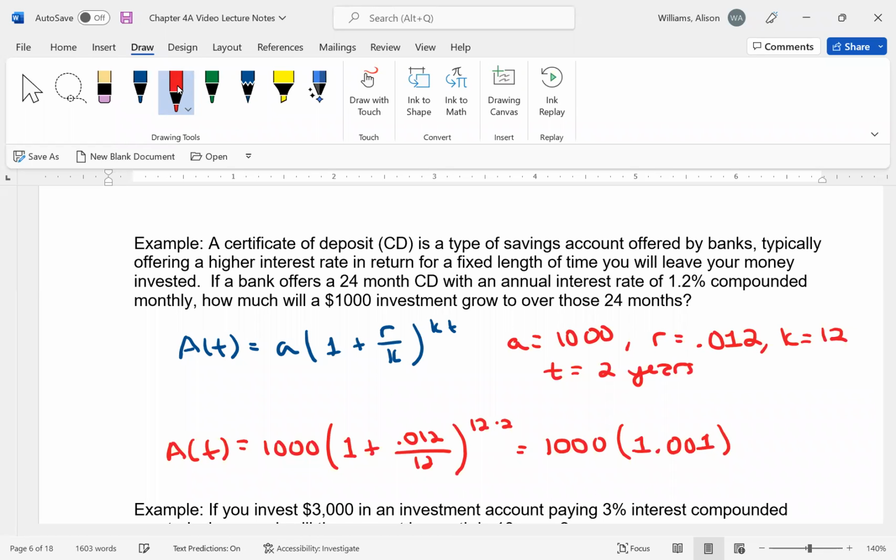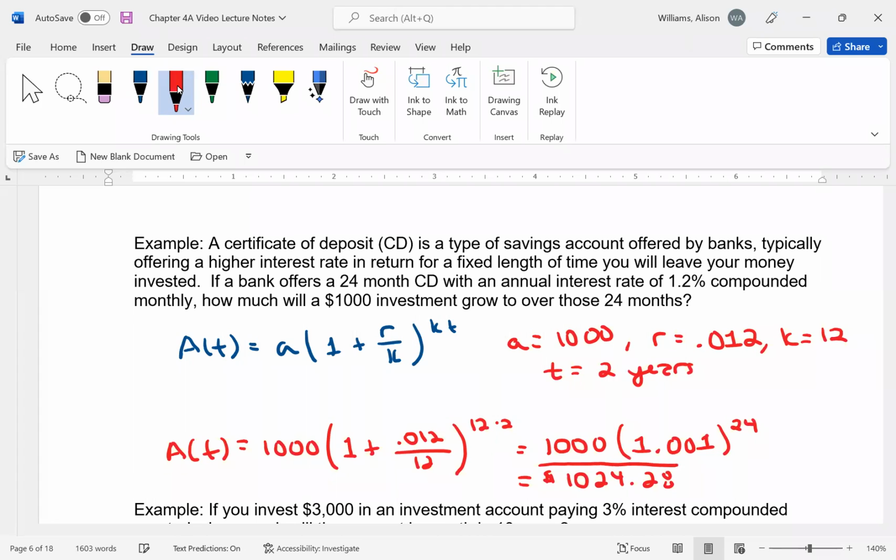So inside the parentheses, I would have 1.001. And then outside the parentheses, as the exponent, I would actually go and multiply that. And that's what I would plug into the calculator. So I'm going to do that really quick. Raised to the 24 times 1,000. So I am getting $1,024. And I will go ahead and round to the nearest cent since that makes sense.